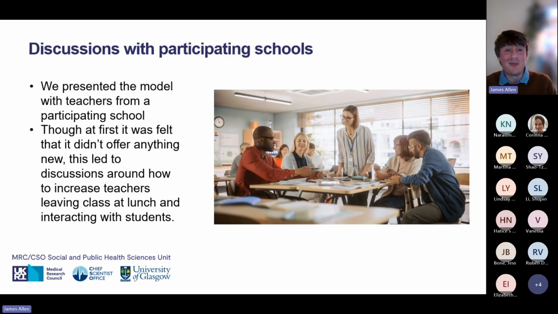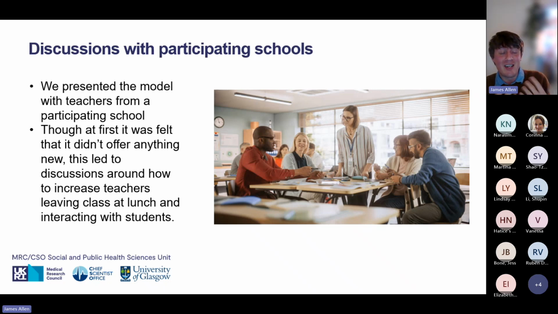Another thing that we did is we presented the model to one of our participating schools. We presented it to teachers and said, okay, what do you think? And we heard what you often hear with agent-based models, which is this doesn't tell us anything we didn't already know. So one of the things we were talking about is teachers moving around the school and crowdedness being a problem, which is maybe true and fine.